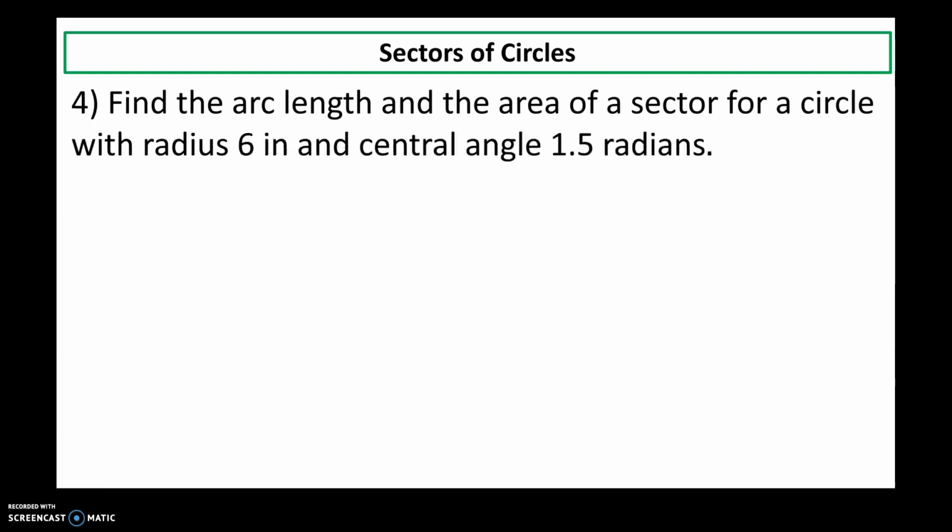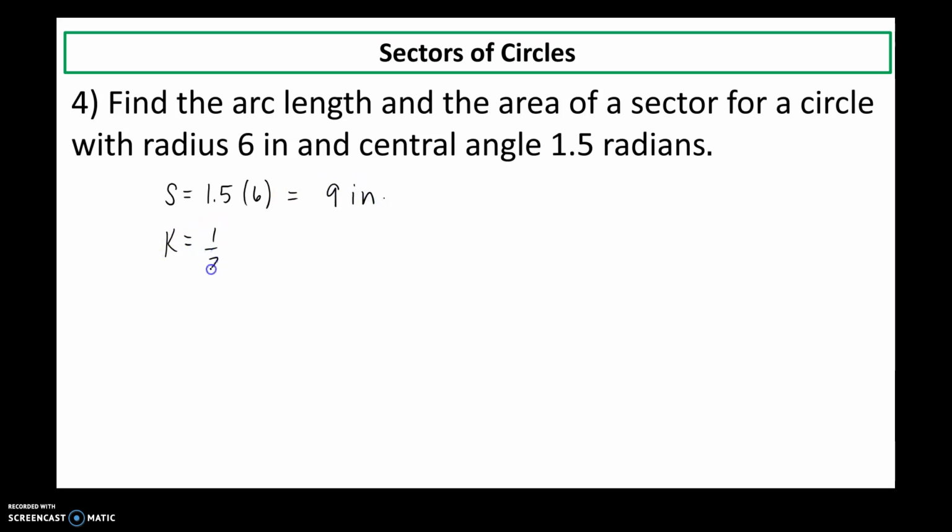Arc length and area of a sector for a circle with a radius of 6 and a central angle of 1.5 radians. Okay, now this angle measure does not include pi, but it's still measured in radians. Arc length is theta times r. So that would give me 9 inches for an arc length.